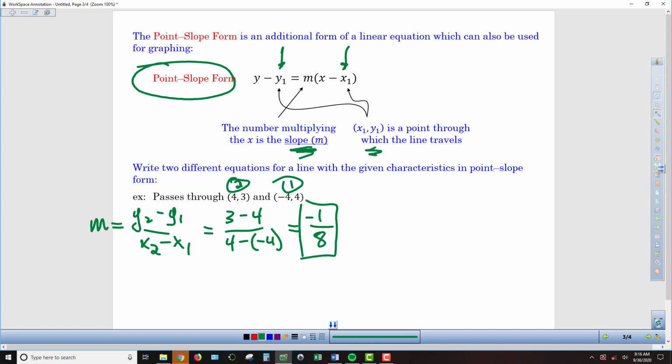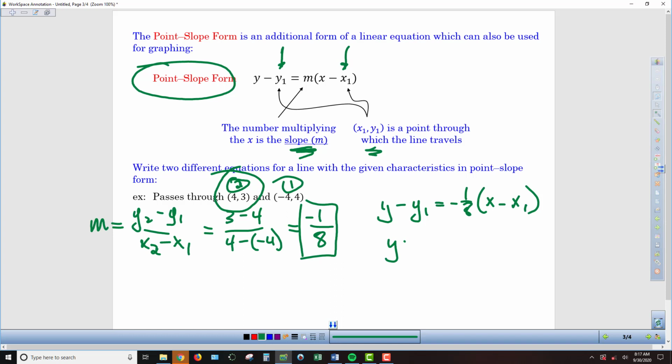And so the nice thing about this is essentially our work is done, because now in my y minus y1 equals m, so I've got negative 1/8 times x minus x1. I just need to pick one of these 2 points to plug in for x1, y1, and I don't have to do any solving like we do on the y-intercept, slope-intercept equations. So I'm going to go ahead and use this point right here. Again, it's the one with the positive values, so less likely chance of a mistake, but I could have used the other and it would be just fine.